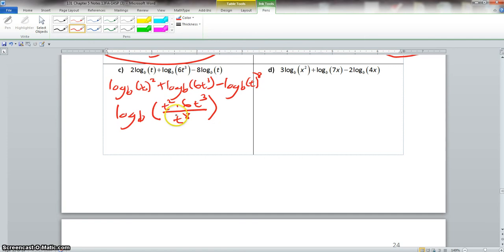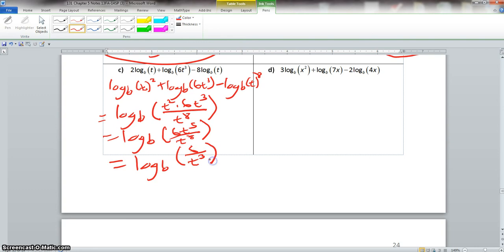So we can combine them like this. Now, we will have log base b, t squared times 6t to the third will give us 6t to the 5th, all over t to the 8th. Now we can simplify this. This will give us log base b, and we will have 6 all over t to the third power. And that will be our final answer.